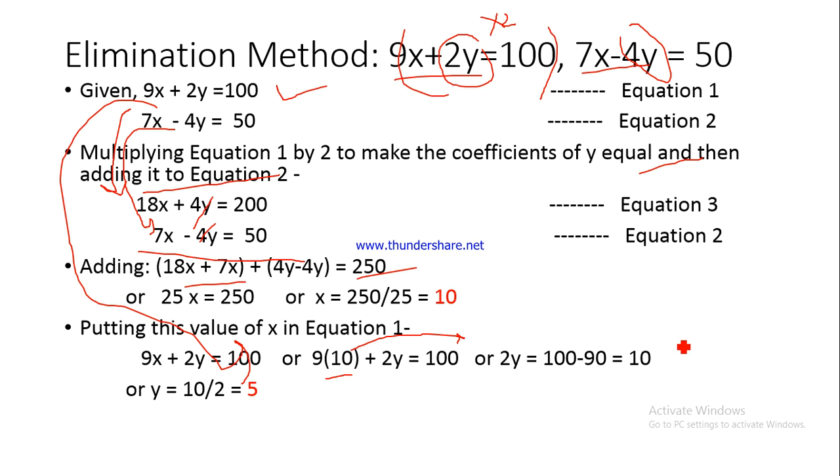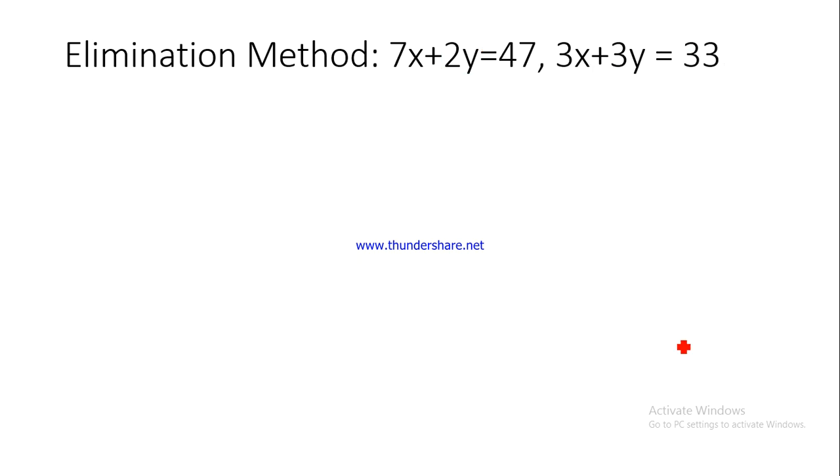So this is something that you'll have to do on your own, so do check as well. One last question should we try, so that you get a good idea about solving these questions, and this time this question would be a little more complicated also. Now 7x plus 2y is equal to 47 and 3x plus 3y is equal to 33.